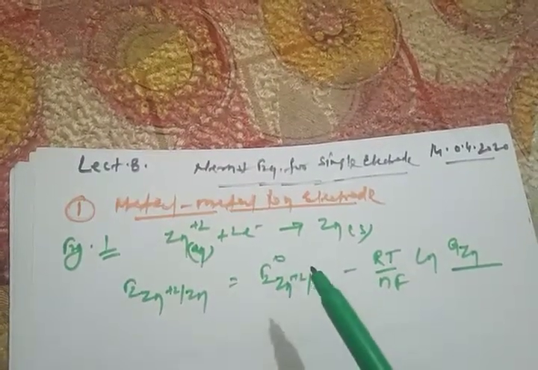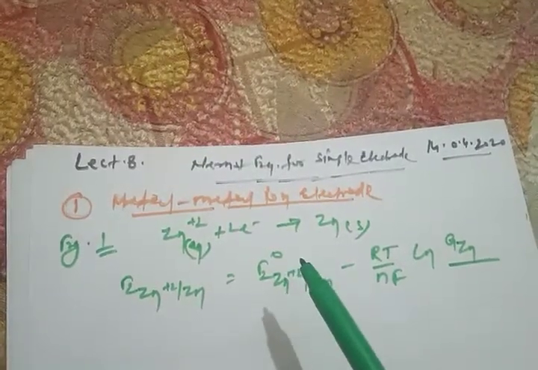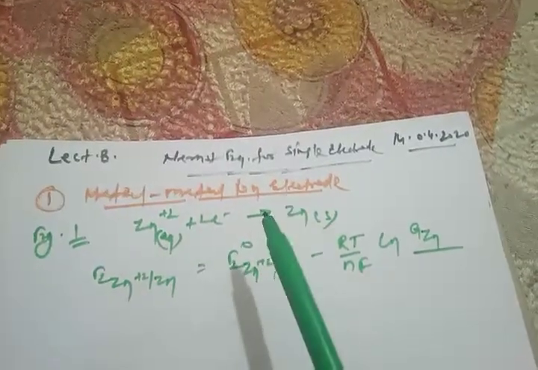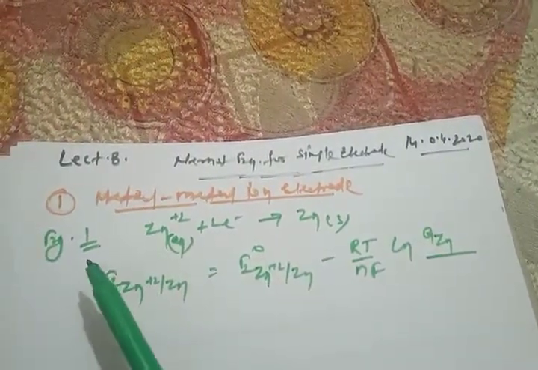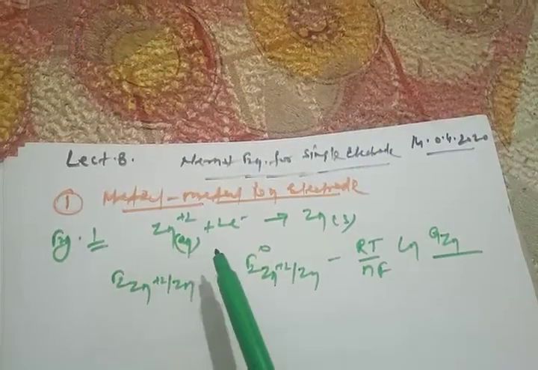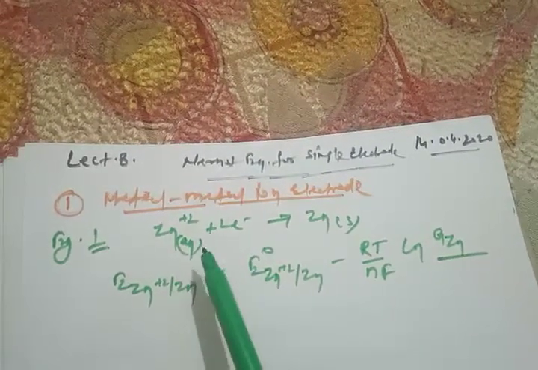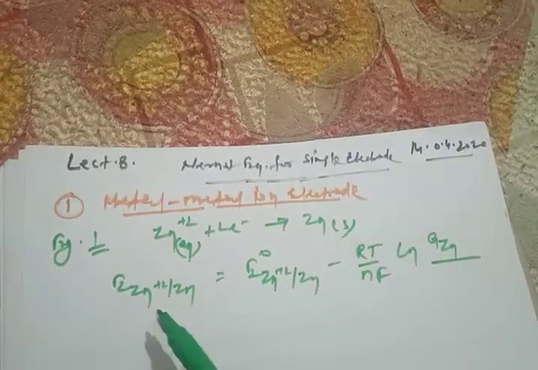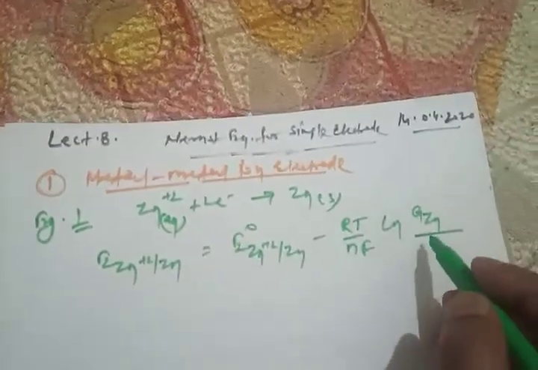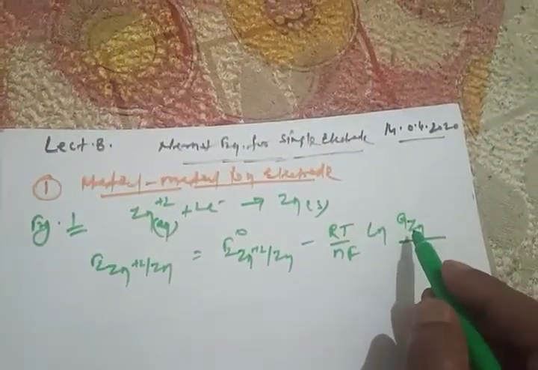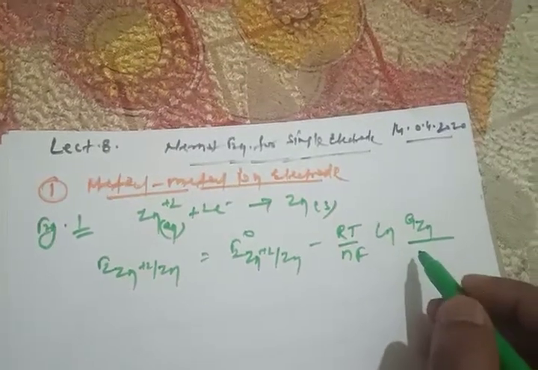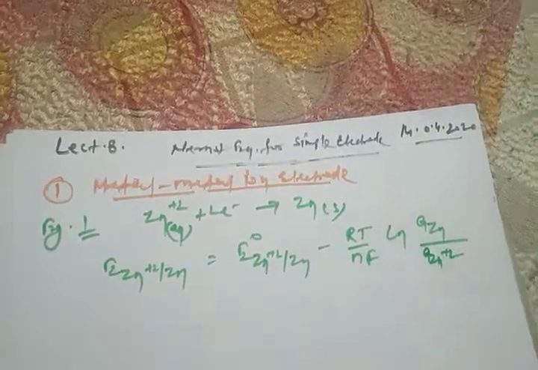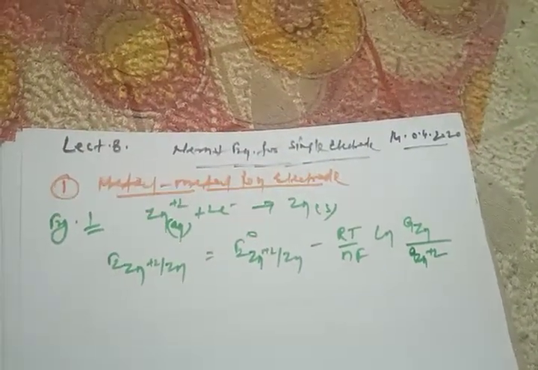What is the Nernst equation? What is the formula for the Nernst equation when we are dealing with different electrodes? So the very first is the metal ion electrode. If you take the first example, in the case of zinc and zinc ion, this is the equation. And in terms of the Nernst equation, what would be the equation? It's like this. Here A is the notation for activity, as we had discussed in the lecture on activity and activity coefficient. So this is how the Nernst equation will be written.